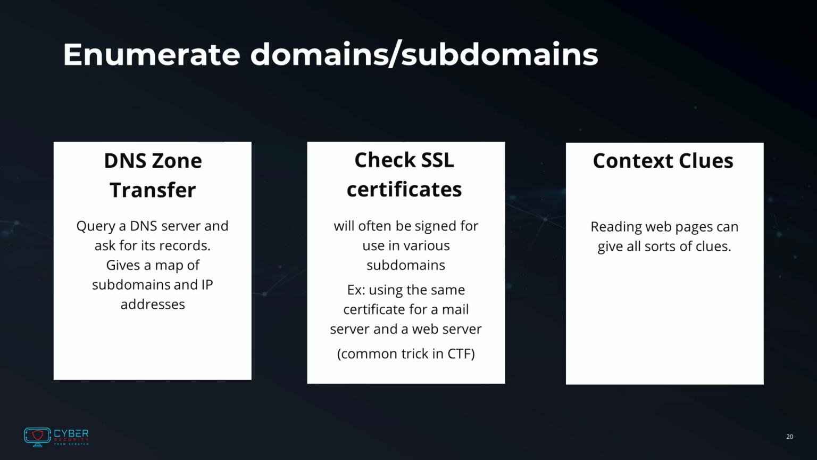One of the tools you have available as the red teamer is a DNS zone transfer, where the attacker can query a DNS server and essentially ask for its records. And the DNS server, if it's improperly configured, will give a map of subdomains and IP addresses. Essentially, this is just handing a network map over to the attacker.